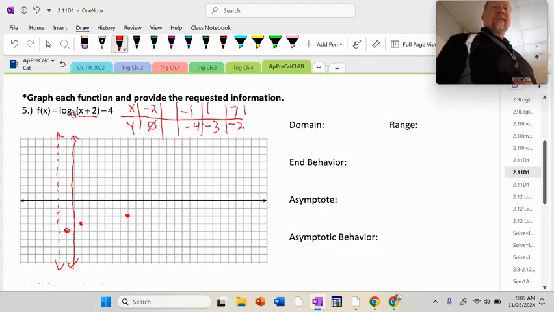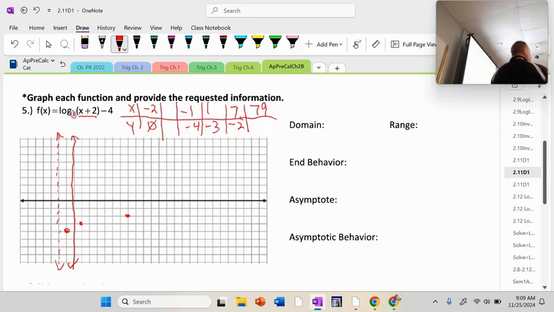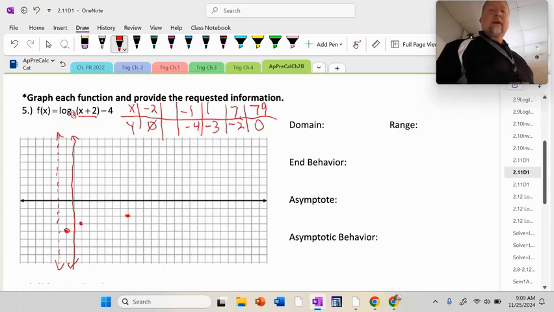I plug in what? 79. 79 is where the x-intercept is. Why? What's 79 plus 2, everyone? 81. What's log base 3 of 81? 4. What's 4 minus 4? 0. Here's where the x-intercept is, way out here.